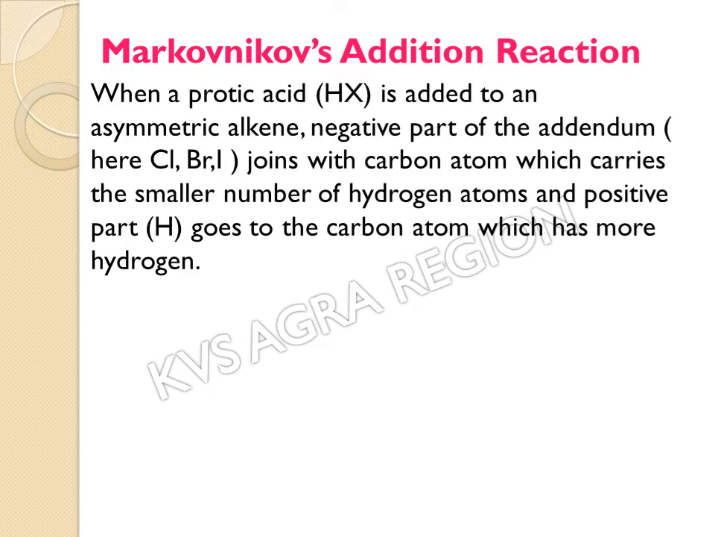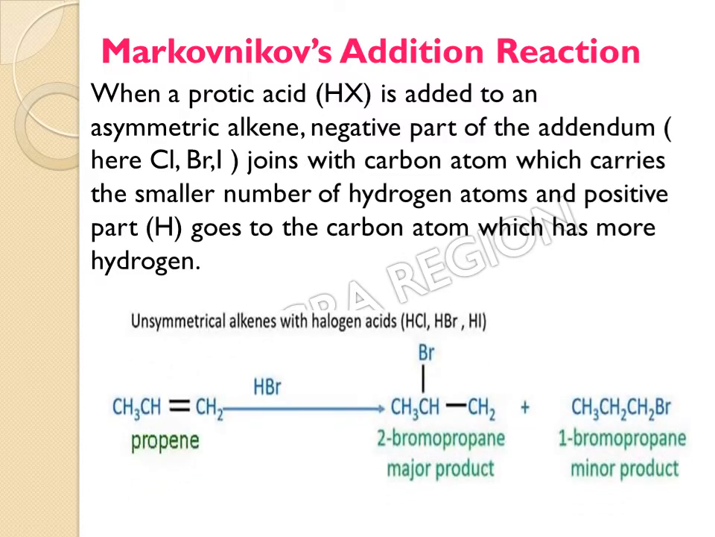That is, when a protic acid HX is added to an asymmetric alkene, the negative part of the addendum, that is Cl, Br or I, joins with the carbon atom which carries the smaller number of hydrogen atoms, and the positive part H goes to the carbon atom which has more hydrogen. Already you have studied this mechanism in your 11th class.